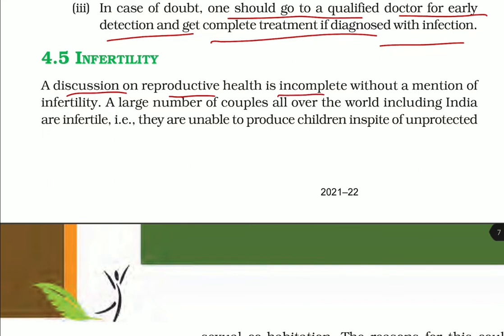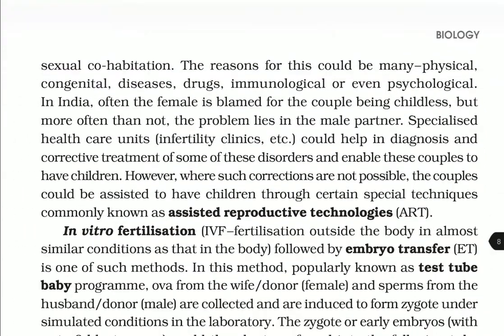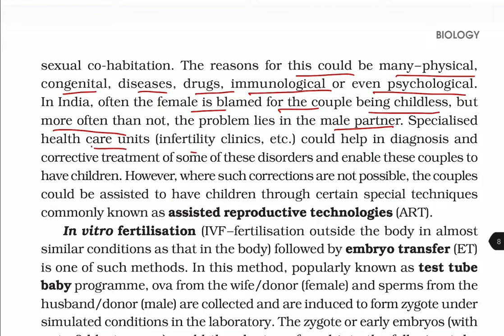Infertility. A discussion on reproductive health is incomplete without a mention of infertility. A large number of couples all over the world, including India, are infertile. That is, they are unable to produce children in spite of unprotected sexual cohabitation. The reasons for this could be many: physical, congenital diseases, drugs, immunological, or even psychological. In India, often the female is blamed for the couple being childless, but more often than not, the problem lies in the male partner. Specialized healthcare units, infertility clinics, could help in diagnosis and corrective treatment of some of these disorders and enable these couples to have children.